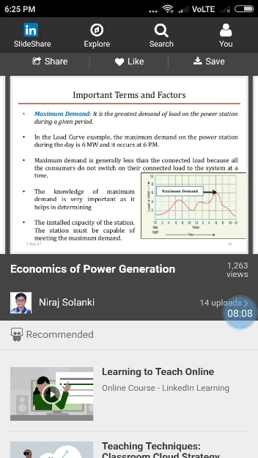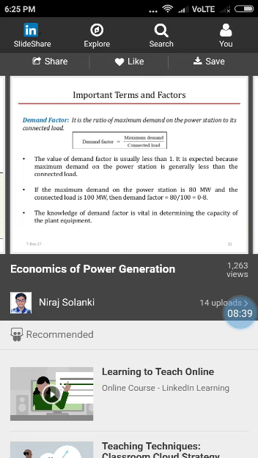occurs at 6 pm. Maximum demand is generally less than the connected load because all the consumers do not switch on their connected load to the system at a time. The knowledge of maximum demand is very important as it helps in determining the installed capacity of the station. The station must be capable of meeting the maximum demand.